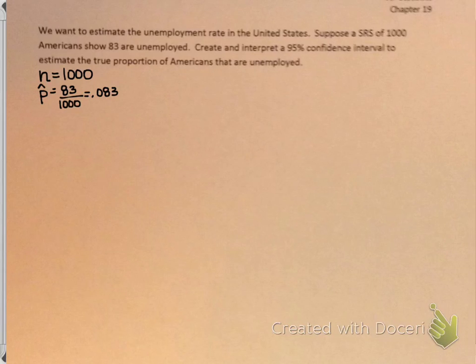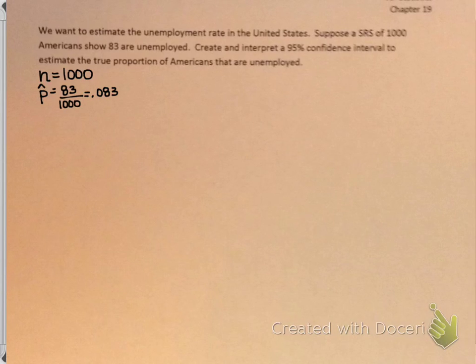You'll notice that they didn't tell me anything about the actual population of Americans with unemployment. So I don't have P in this case, which means the best I can do is use P hat. Because I don't have P, because I don't know anything about the actual population at large, I cannot use standard deviation either. I can use standard error though. So keep that in mind when we do our calculations.